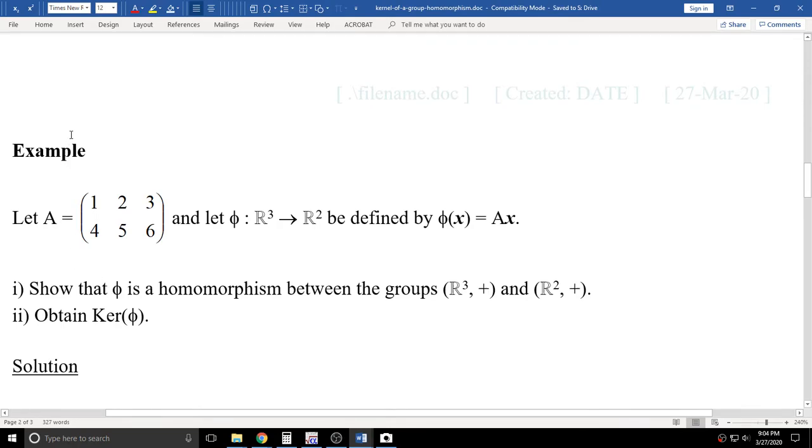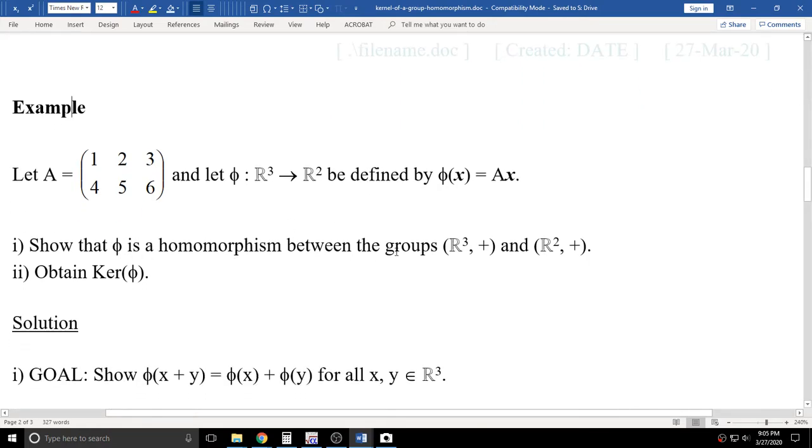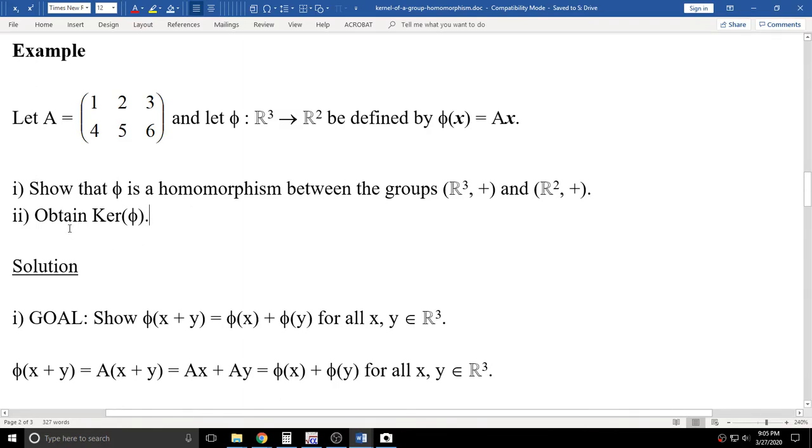Let's do an example. Let A be the 2 by 3 matrix whose first row is 1, 2, 3, and second row is 4, 5, 6. And let phi be the map from R3 into R2 defined by phi of x equals Ax. We're going to show that phi is a homomorphism between the groups (R3, plus) and (R2, plus), and we're going to obtain the kernel of that homomorphism.